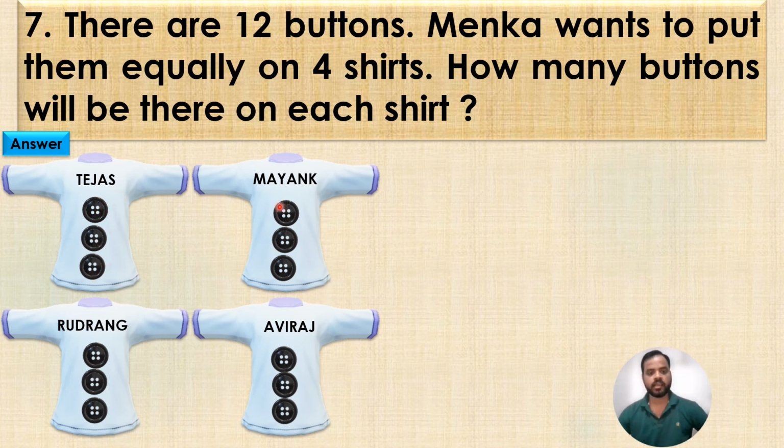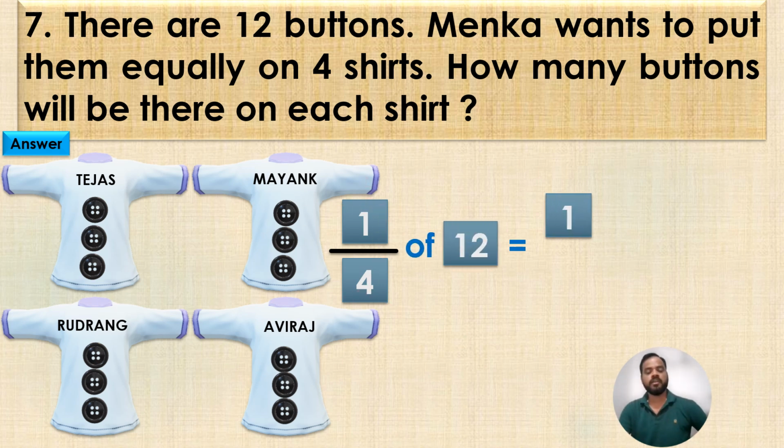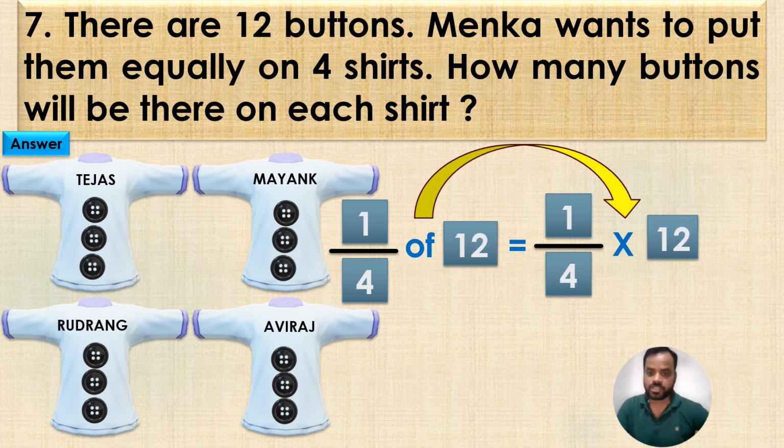1, 2, 3. So how to calculate it? So we have to divide the buttons equally on the 4 shirts. So it will be 1 by 4 of 12, which is equal to 1 by 4 of, means multiplication. So 1 by 4 into 12. We will cut 12 by 4. So 4 threes are 12. So the answer is 3. So we get 3 buttons on the 4 shirts.